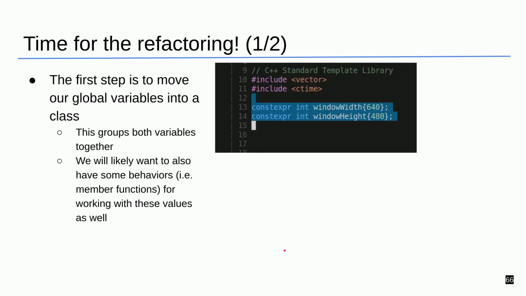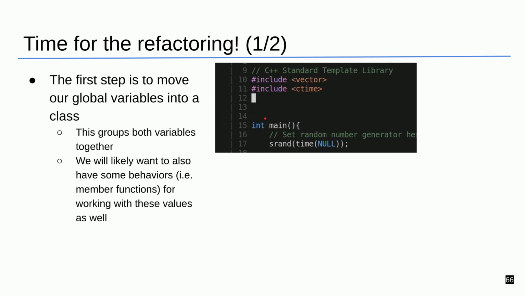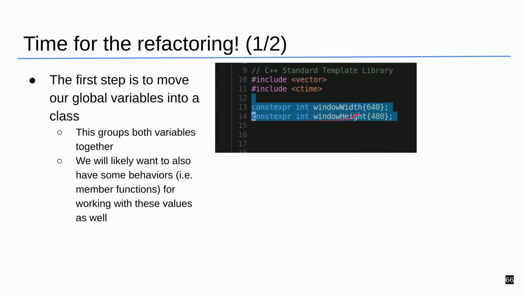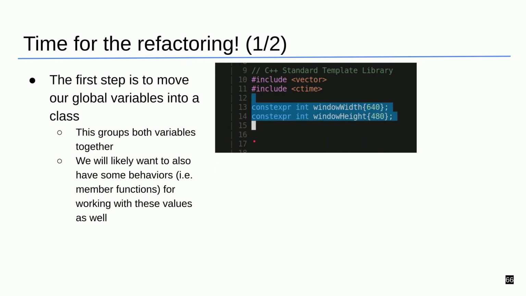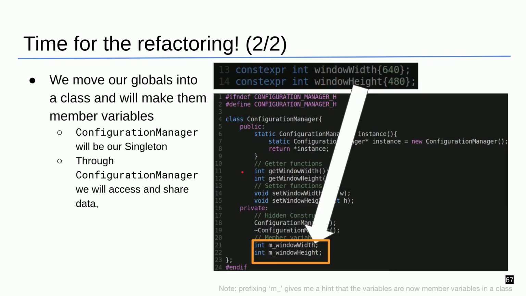Okay, so let's do a little bit of refactoring. Our first step is going to be to move our global variables into a class. Right, that's our main tool in C++. I'm going to take these global variables, window width and window height, and move them into a class. This groups both the variables together, and we can also define some functionality for them. Okay, so here's the refactoring. I've taken these two global variables and moved them into a new class called Configuration Manager. Okay, and this Configuration Manager is going to be our singleton class.